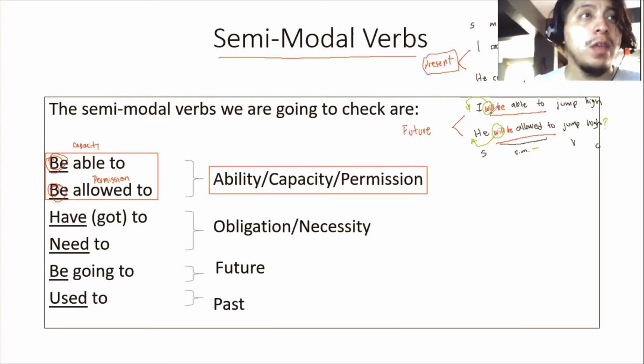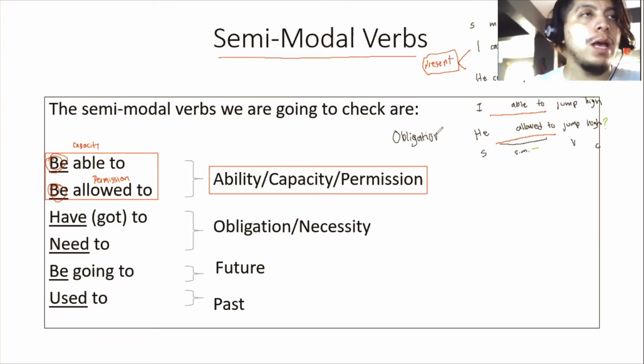This is the good thing about semi-modal verbs. Semi-modal verbs are really, really nice, because when you have semi-modal verbs, you can express, for example, ability, capacity, or permission in different time tenses, in the present, in the past, in the future. You can even do something weird, and combine them with modal verbs. For example, we have modal verbs for obligation.